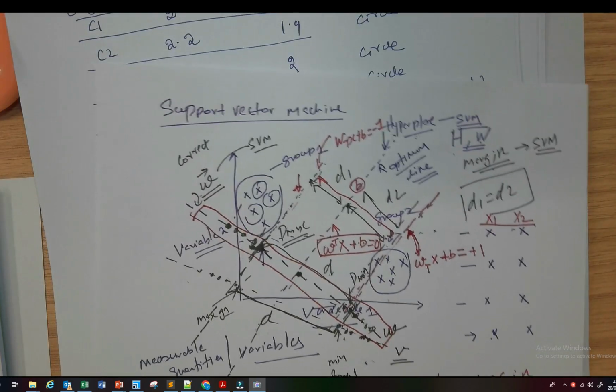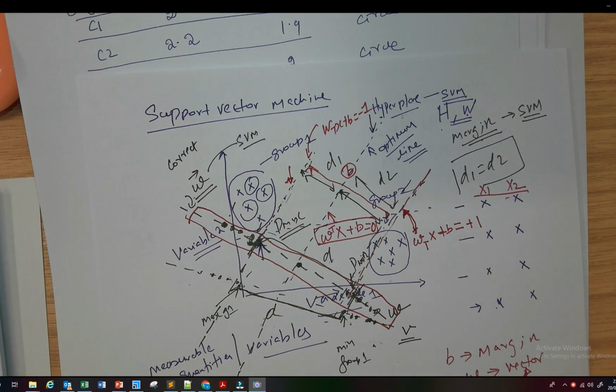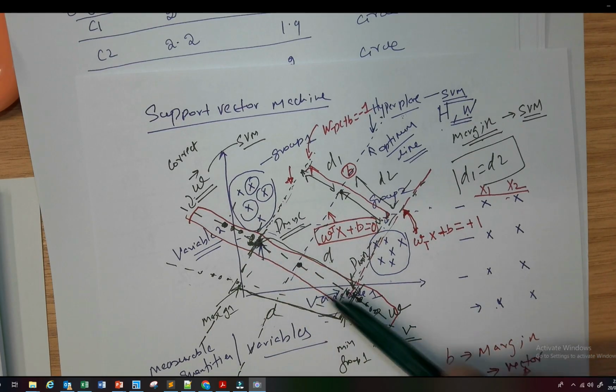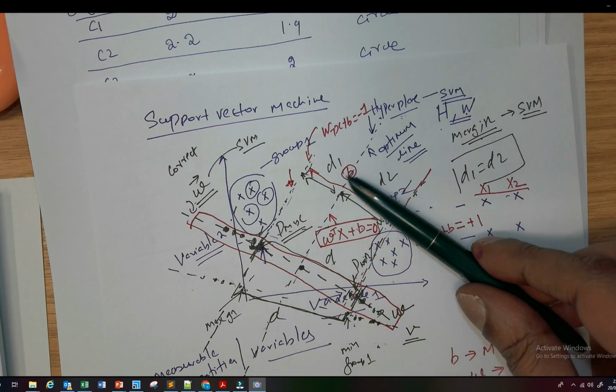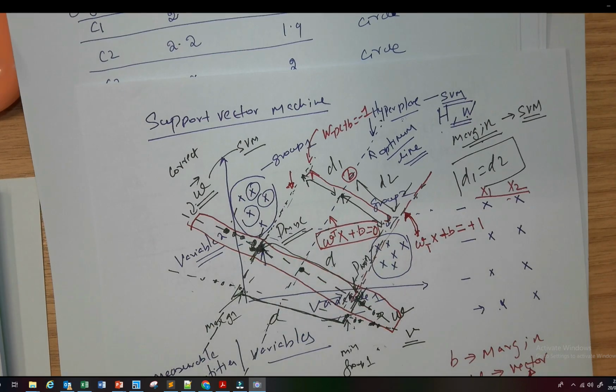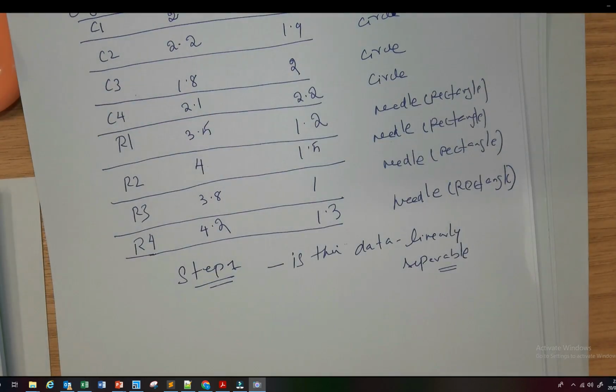So we have to find whether such a line exists. The task is existence. We are not trying to find that line; first we are trying to know whether that line exists or not. If that line doesn't exist, then you cannot use the SVM technique. So the first task is to identify the existence of a linearly separable line that can separate category 1 from category 2. This is the very first question you have to ask.